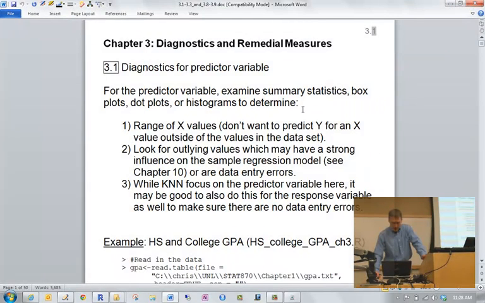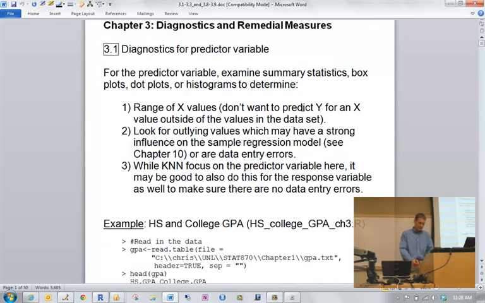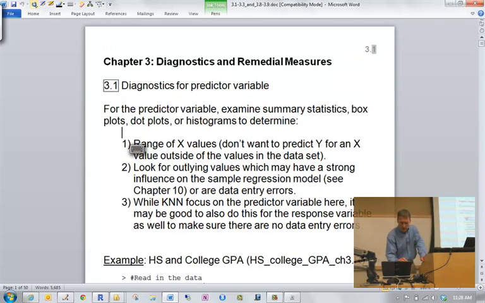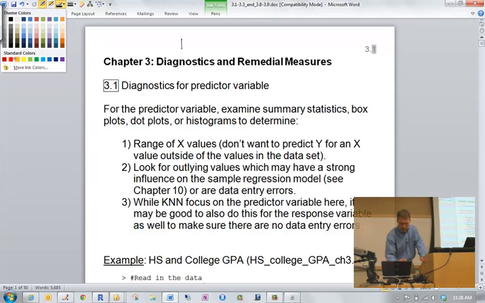Okay, let's move on to Chapter 3. Okay, so diagnostics and remedial measures. What this basically means is that, first of all, we have a number of assumptions about our model. Let me just write out the model as a reminder. Let's do a red pen.